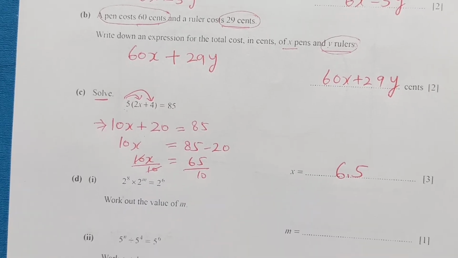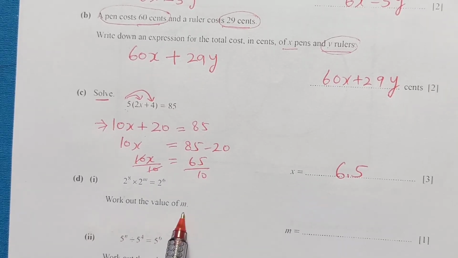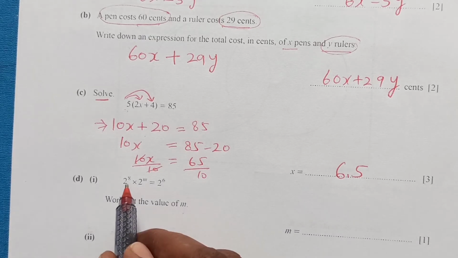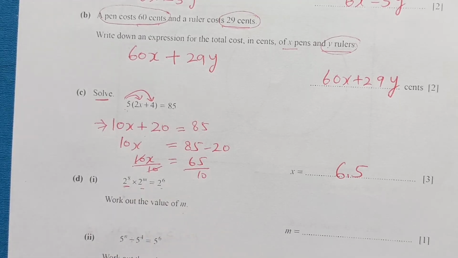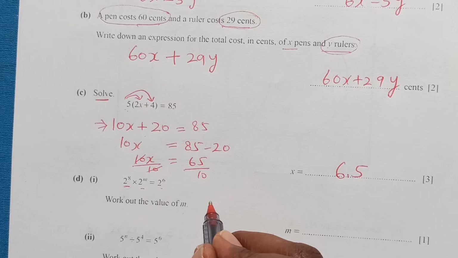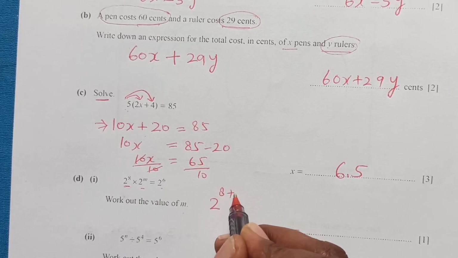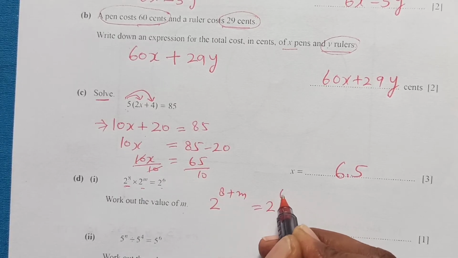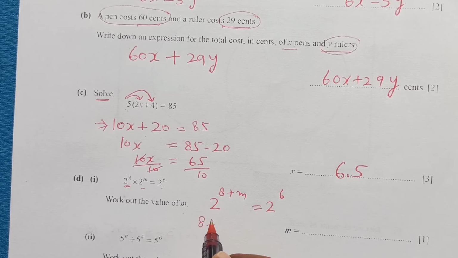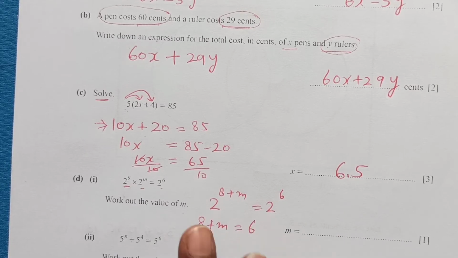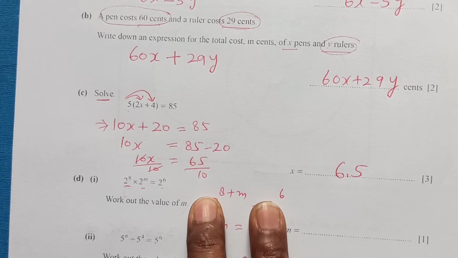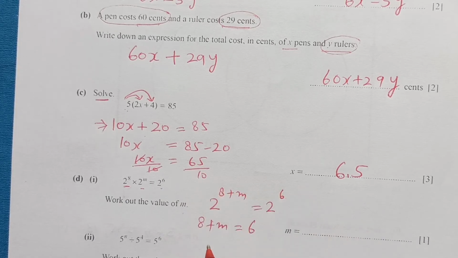Now part D 1, work out the value of m. If you see here, the base is the same, right? If the base is the same, we can add the powers. So 2 power 8 plus m is equal to 2 power 6. That means 8 plus m is equal to 6, because the base is the same, so we can equate the powers. From here m will be 6 minus 8, that is minus 2. So m will be minus 2, right?